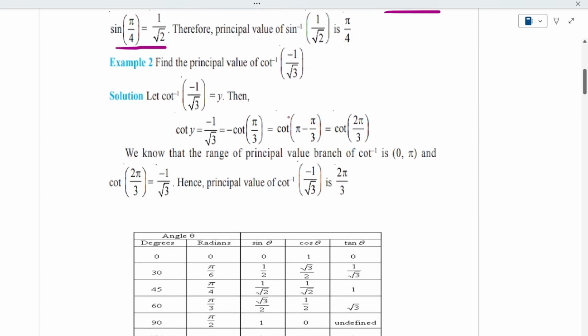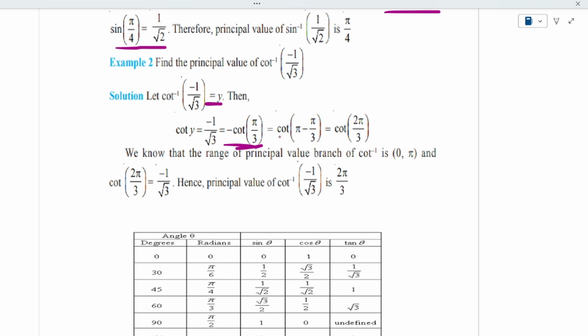If we see for cot, that is cotangent, minus 1 by root 3, we can consider it as some variable y again, and it is minus pi by 3, because the value of this becomes minus 1 by root 3, that is cot. Cot is nothing but the inverse of tan.